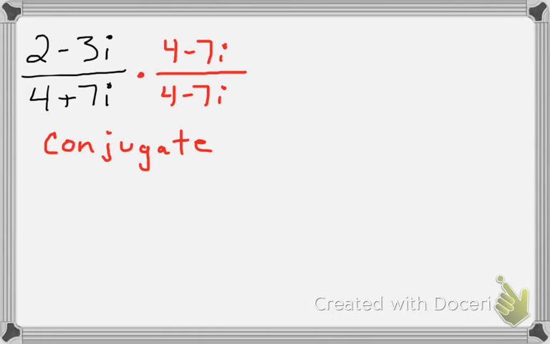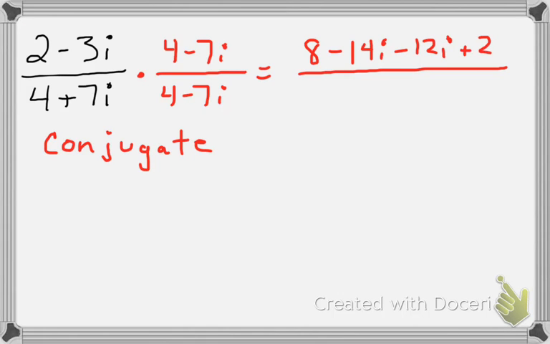So we're going to have to multiply two complex numbers together, so we have to do that distribution thing that we just learned. So on top we get 8 minus 14i minus 12i plus 21i squared. And on the bottom we get 16 minus 28i plus 28i minus 49i squared. Okay? And the more you multiply complex numbers, the better you get at it, and that becomes a quicker process.